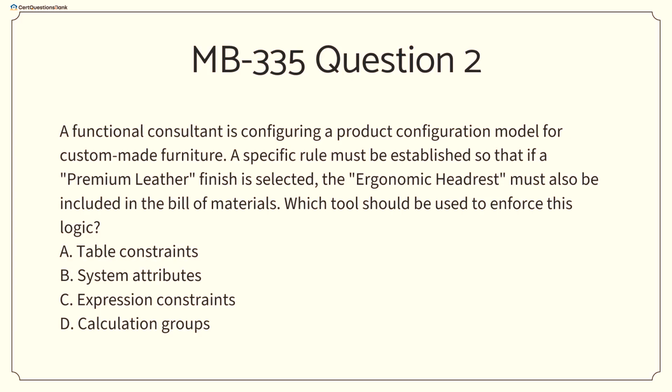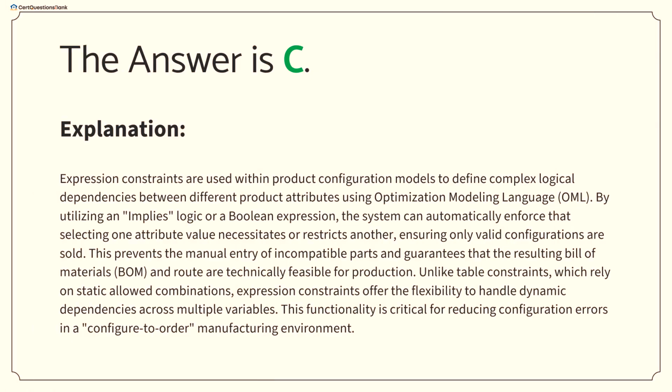A functional consultant is configuring a product configuration model for custom-made furniture. A specific rule must be established so that if a premium leather finish is selected, the ergonomic headrest must also be included in the bill of materials. Which tool should be used to enforce this logic? A. Table constraints. B. System attributes. C. Expression constraints. D. Calculation groups. The answer is C.